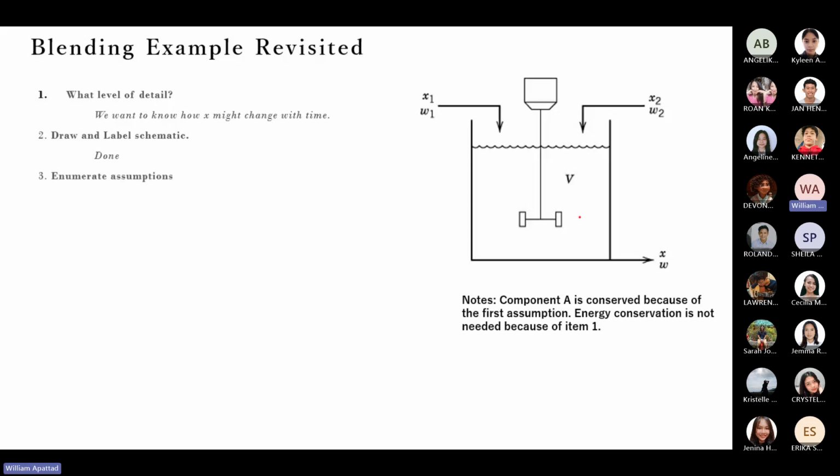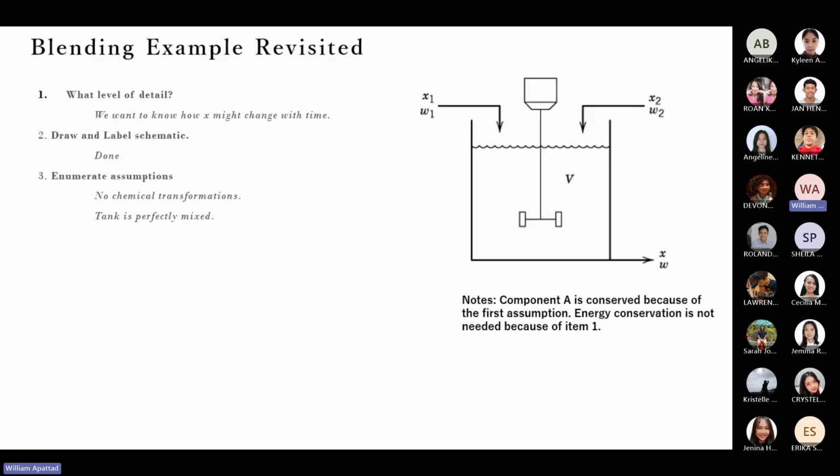Third, we enumerate assumptions. First is no chemical transformation. So, wala daw reaction. There is no reaction going on, so there are no chemicals produced from reaction. Kasi walang reaction. Second assumption is that the tank is perfectly mixed.